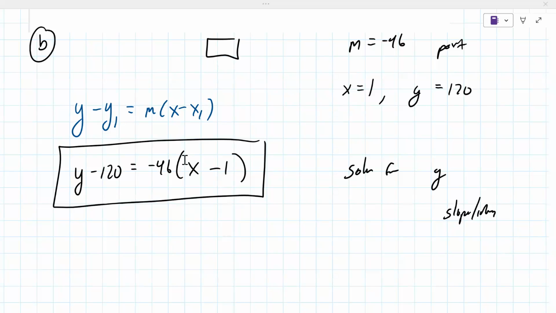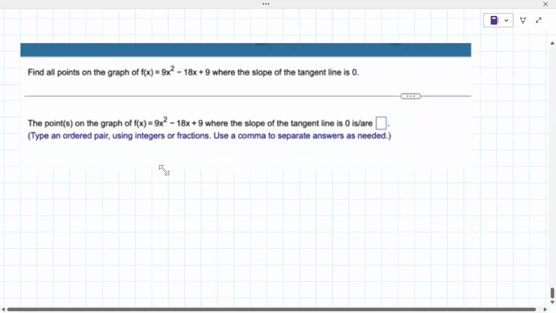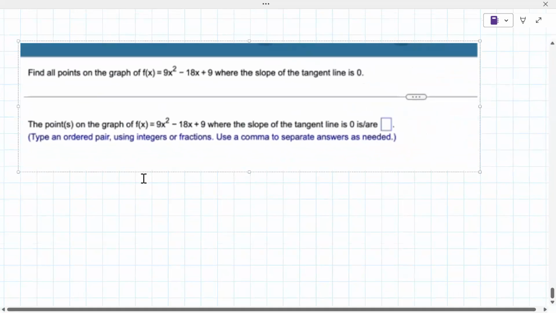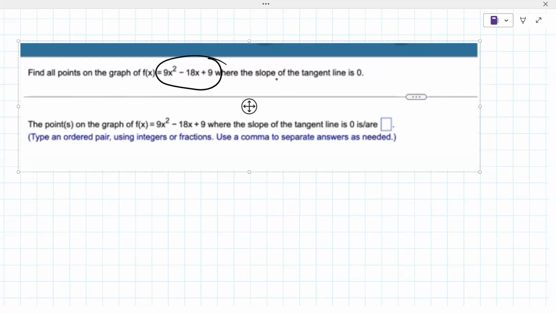All right, let's do this correctly. Do the next one here. Find all points on the graph where the slope of the tangent line is 0. So you do have to take the derivative of this. Will you attempt to take a derivative of this for us, please? Yes.